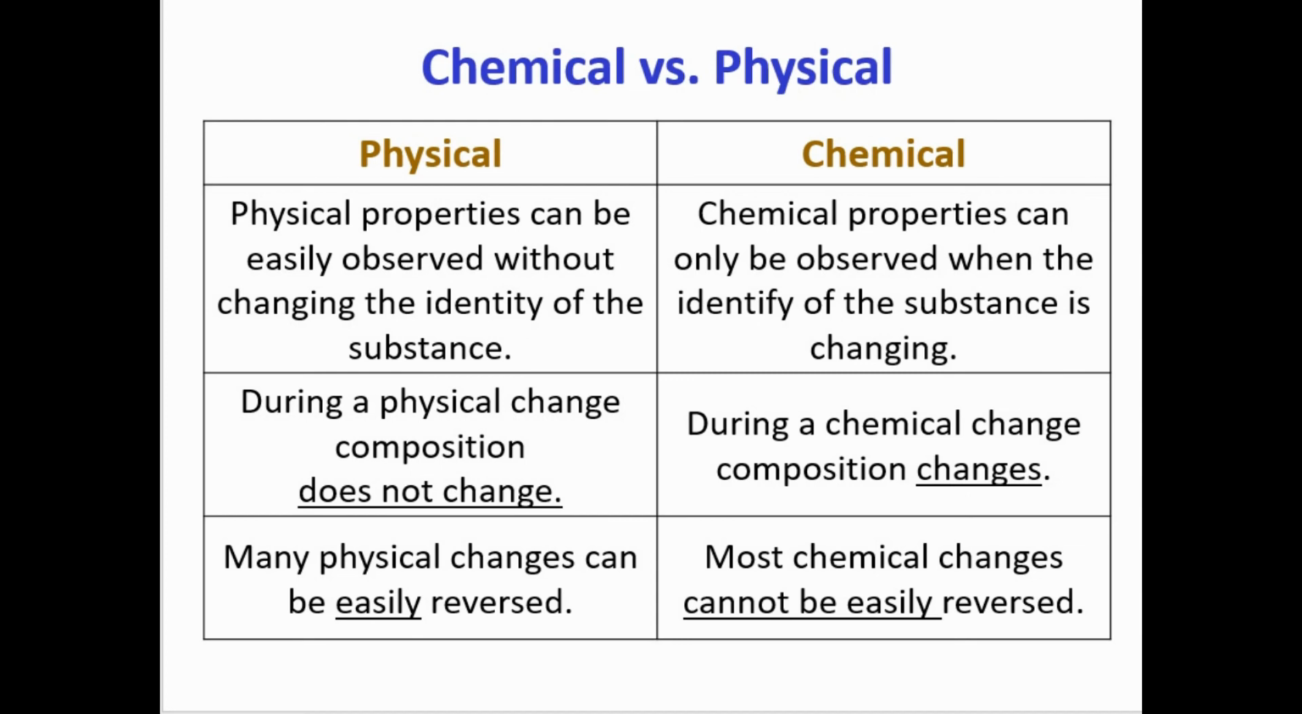We cannot take carbon dioxide and water from the atmosphere and put a little energy in and easily create gasoline and oxygen. It just doesn't happen that way. We cannot easily uncook an egg. Okay, so chemical reactions, chemical changes are not easily reversed.